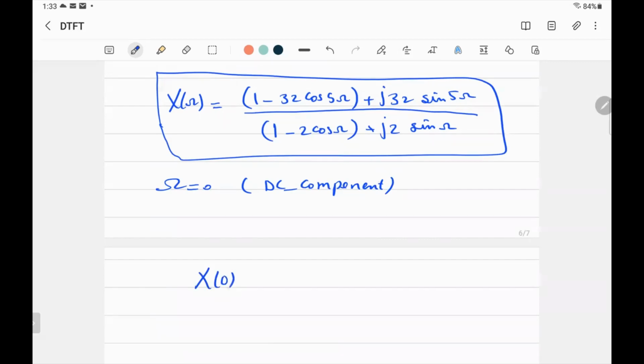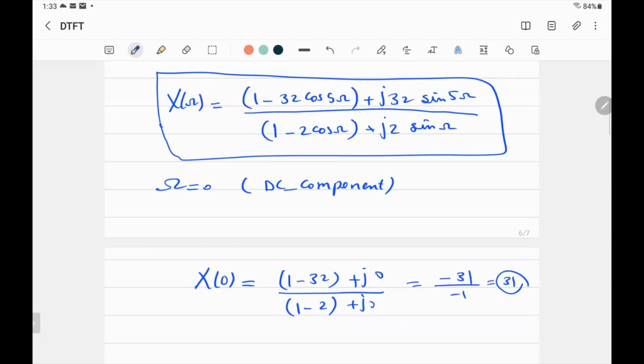X of 0 equals 1 minus, what's cosine 0? 1. So you have 1 minus 32 plus J, what's sine 0? 0. All right. Let's look at the one at the bottom, 1 minus 2, and again you have 0. So it equals minus 31 divided by minus 1, which is 31. So the DC component, its spectrum will be equal to 31.